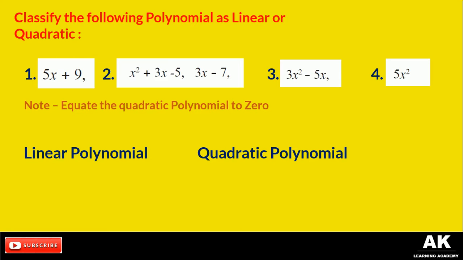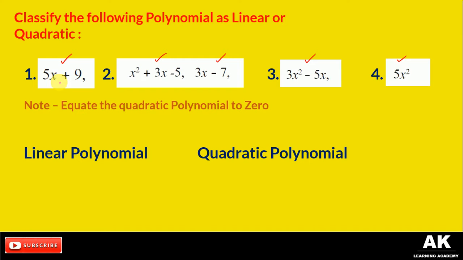So we have been given 5 equations, right? That is 5x plus 9, then x square plus 3x minus 5, 3x minus 7, 3x square minus 5x, and 5x square. Note here: equate the quadratic polynomial to 0, right? So we have to decide which of the following are linear polynomials and which are quadratic polynomials, right?